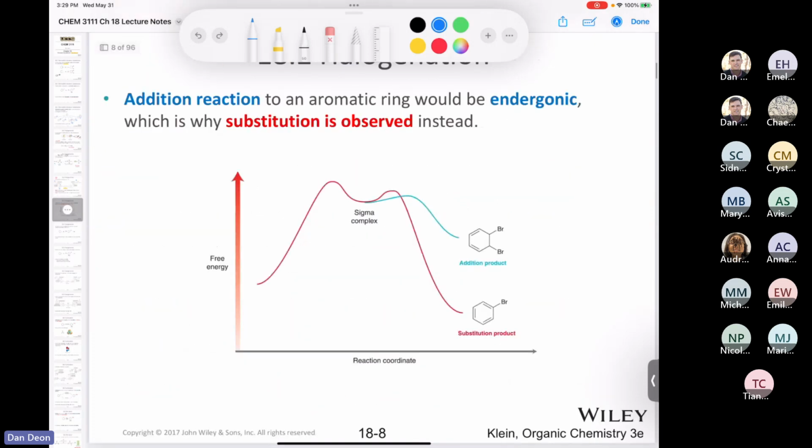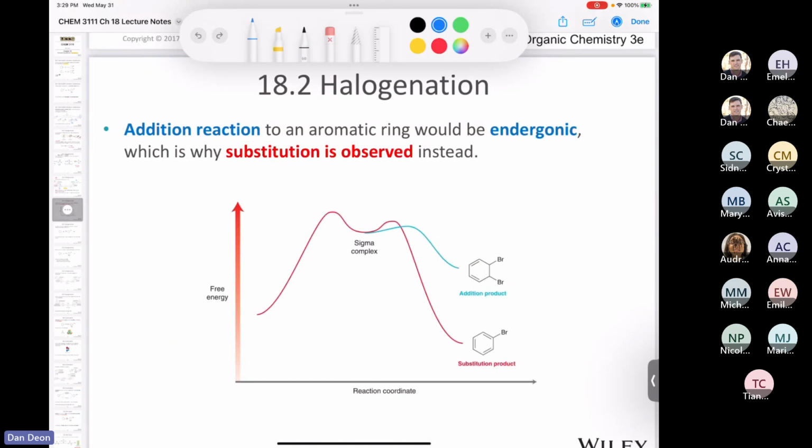So if we compare addition on an aromatic ring versus substitution, you can see that when we do the substitution, we get an exergonic reaction. Why? Because you end up with an aromatic ring in the end. Whereas if you were to do the addition reaction, delta G would be positive. It would be an endergonic reaction. And so we want a reaction where delta G is going to be negative. So substitution is actually preferred to addition because we maintain our aromatic ring. And that's why we cover aromaticity in chapter 17. That's why we go over it in detail in that chapter.